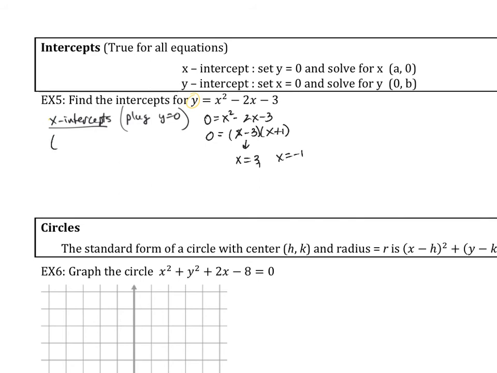Okay, so my intercepts are when x is 3, we have a y value of 0. And also when x is -1, we have a y value of 0. Okay, so those are my x-intercepts.